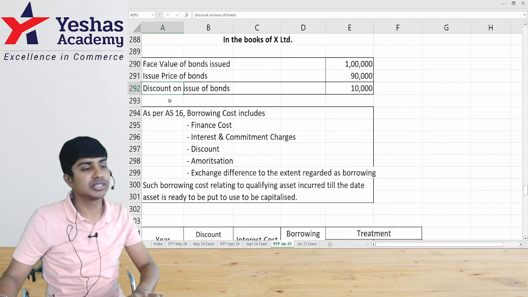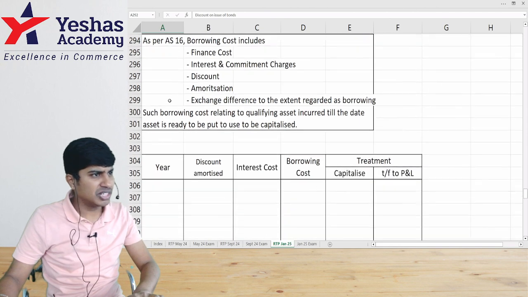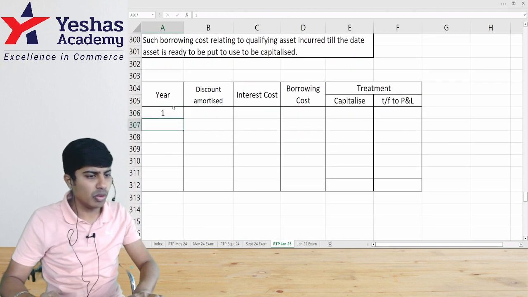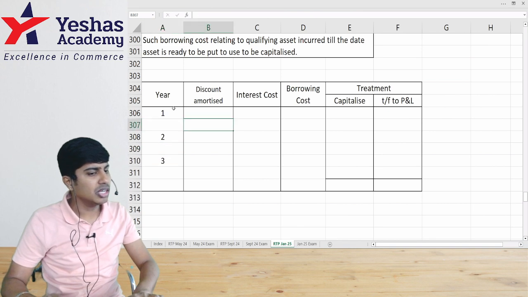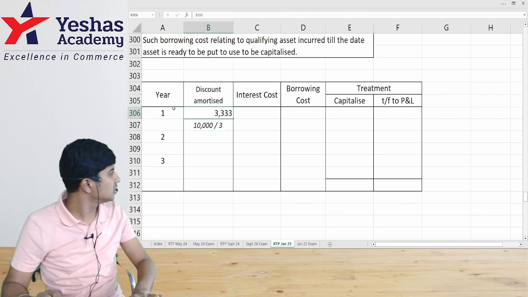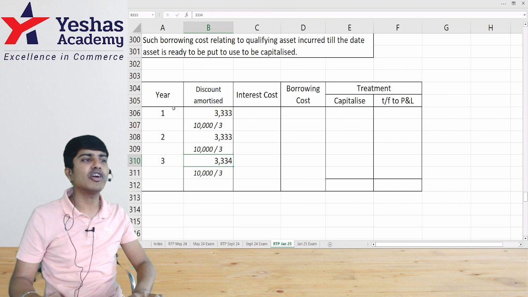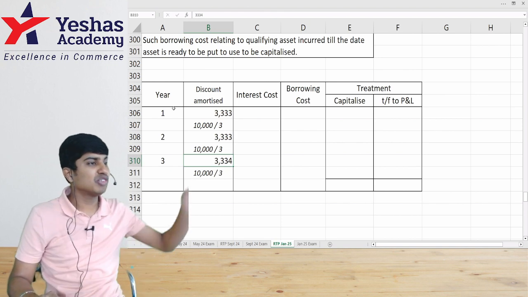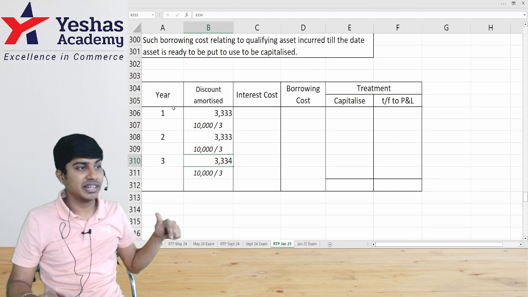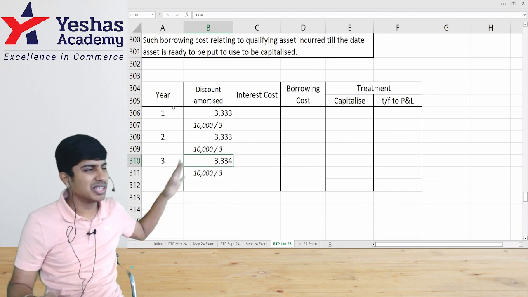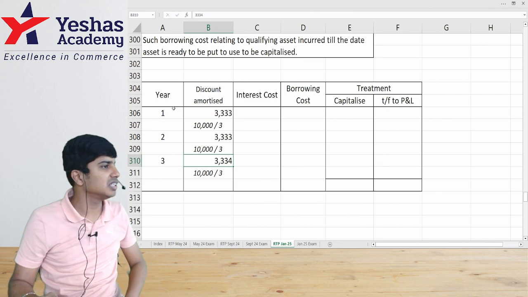10,000 over 3 years. How much is it for each year? 3,333. See, in year 1, year 2, year 3, you're going to amortize this 10,000 as 3,333, 3,333, 3,334, keeping the extra one for the last year. Are you getting it? Because the first 2 years will be charged to the asset. Last year you charge to P&L. So we'll keep those 2 years as 3,333, 3,333.